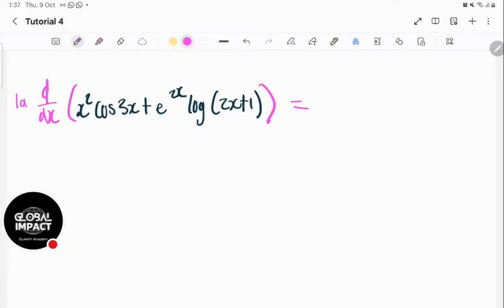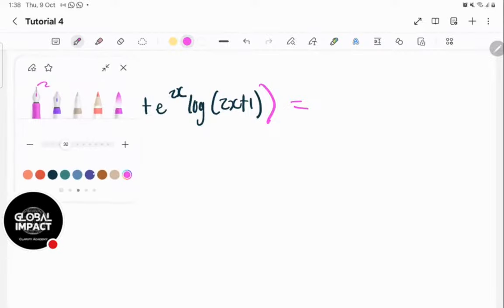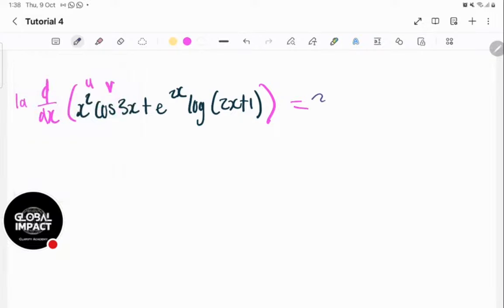In here, we have two things multiplying each other. We have a polynomial, x squared, multiplying cos 3x, which is a trig function. You have two different things multiplying, so you say uv. This is a uv type question, so you're going to use the product rule here. What does the product rule say? Bring the second thing, bring v, which is cos 3x, multiplied by the derivative of the first. The derivative of x squared is 2x, plus bring the first, x squared, multiplied by the derivative of the second.